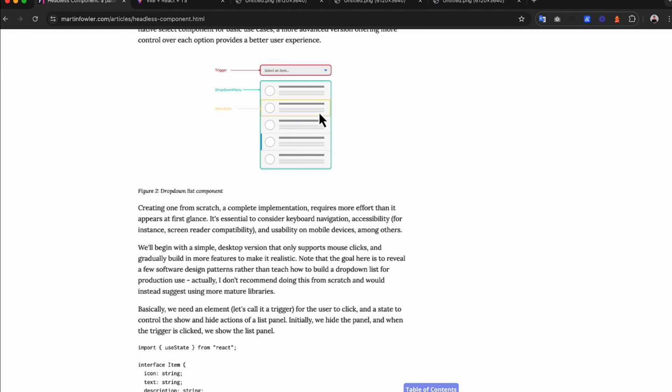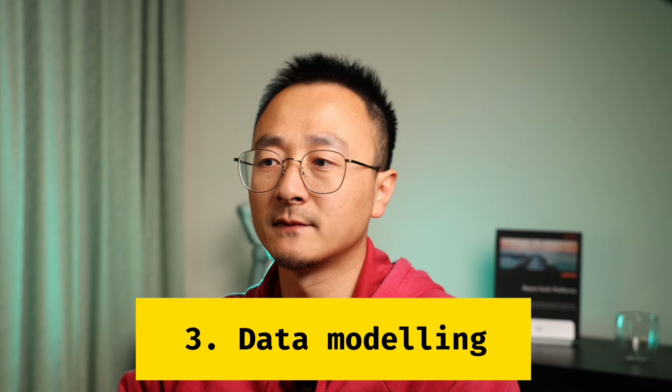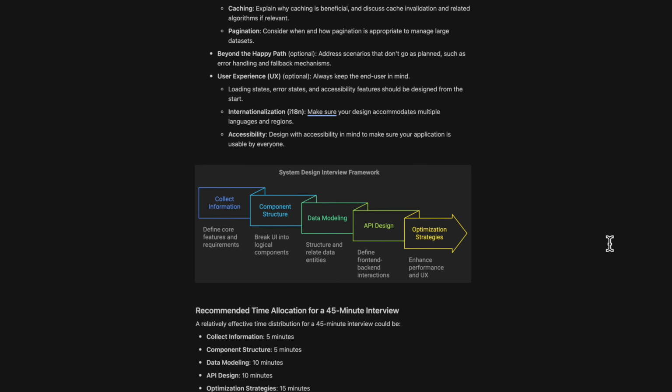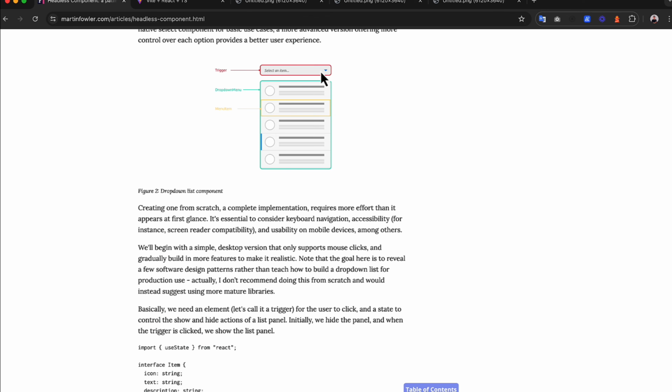Think about the key components, how the data will flow through your components, and how the user would interact with the components. And once you have a very clear definition of the component structure, you can go to the next step, which is data modeling. This is a very important step, and that really sets apart the junior developer and the senior developer. You will need to define how data is structured and the relationship between entities. And you need to think of what entities are involved, like users, videos, comments.